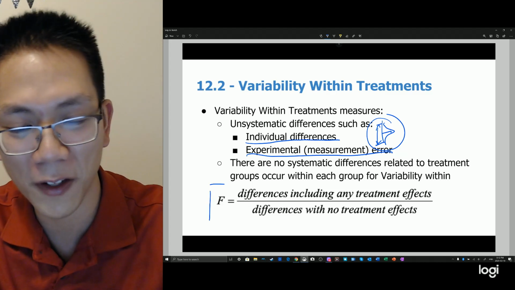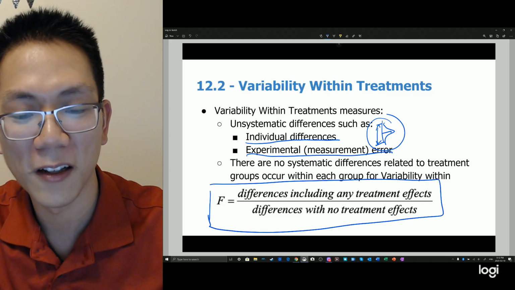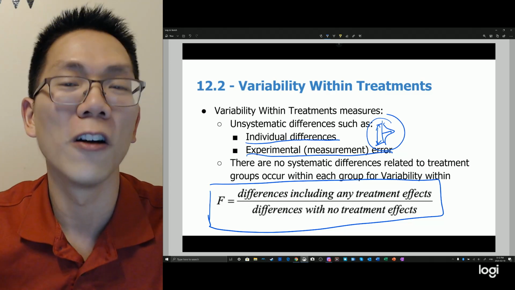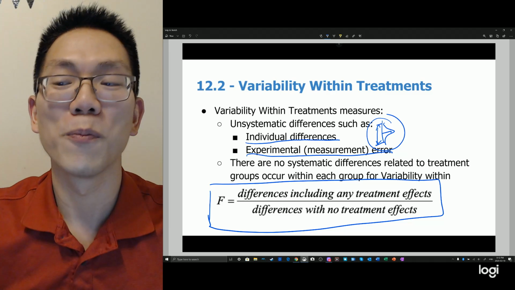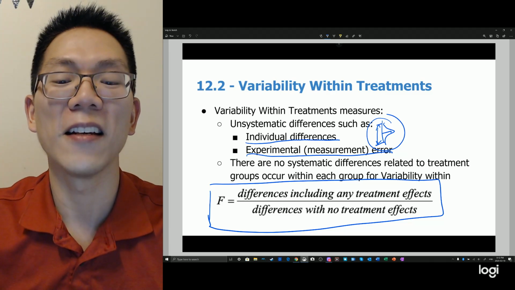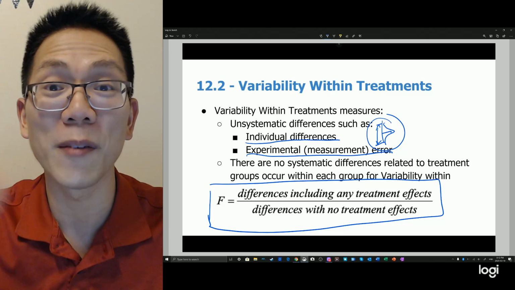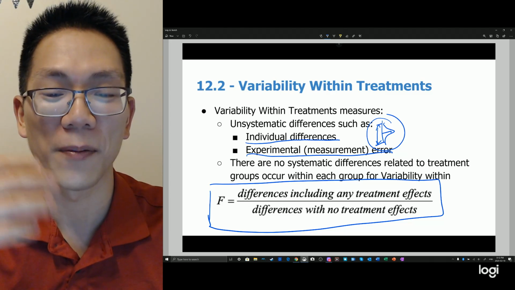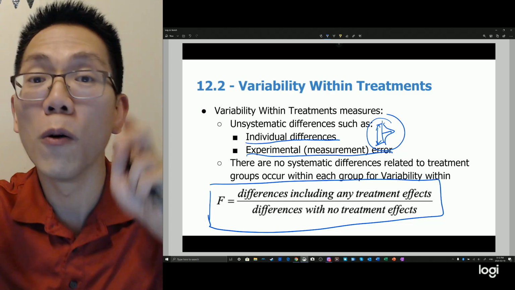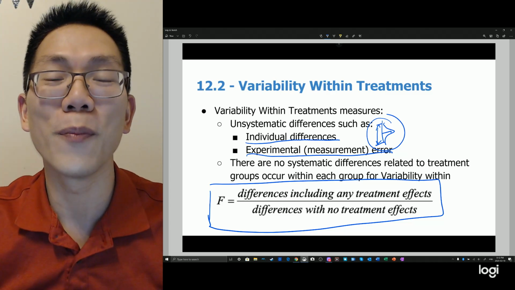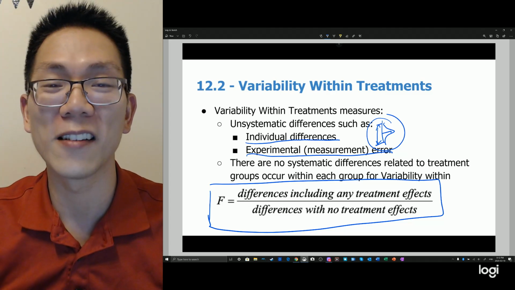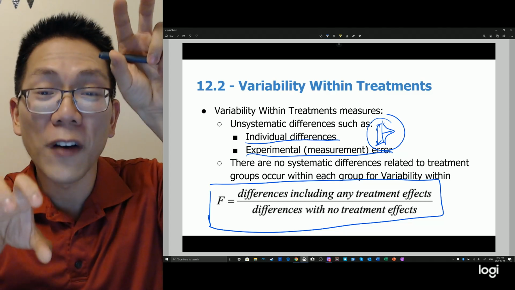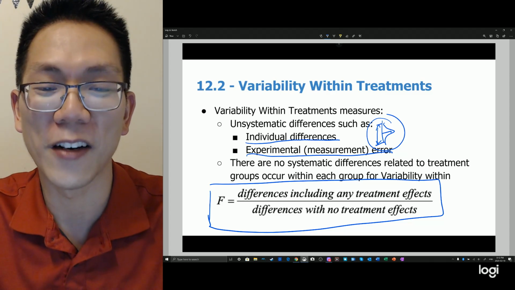So here's the review of your F ratio. Again, we're trying to see if the differences that include any treatment effects are large enough, or so much greater than the differences with no treatment effects, that we can say there is enough evidence for me to say that the treatments are working, or at least they do make some sort of relationship, whether linear or non-linear, that the samples are far enough apart from each other that you can say there's a difference.